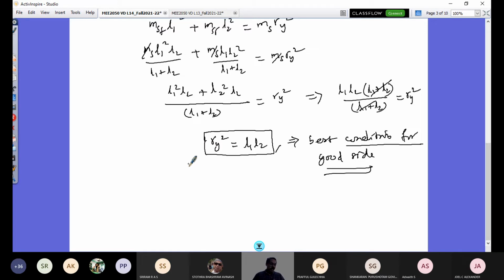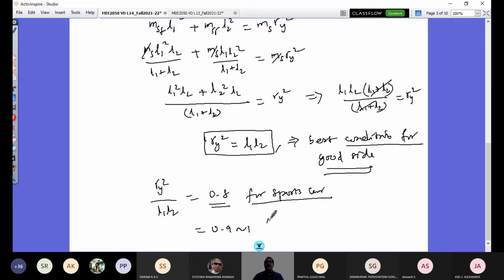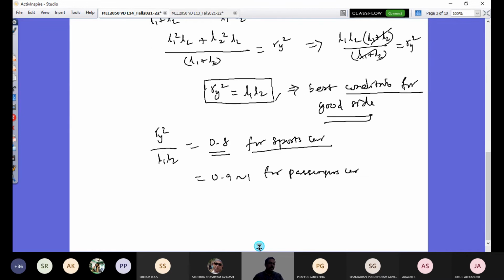So that limits. So in real life, if you look at the value of Ry squared by L1 L2, it is going to be 0.8 for sports cars or sports utility vehicles like SUVs. So this value is only possible. And that value can be 0.9 to 1 for passenger cars, especially for the sedan class segment. You see, this is almost equal to 1. So a good ride can be there. That's why people prefer to buy a sedan class. You get good ride comfort when you're in a vehicle.